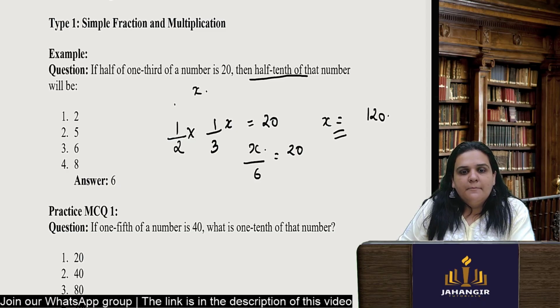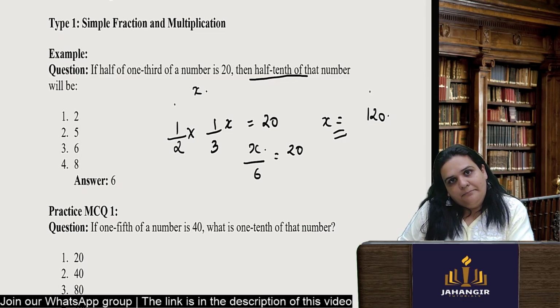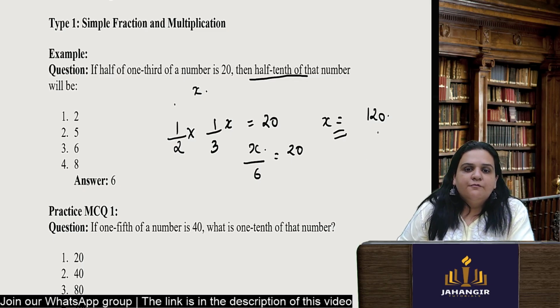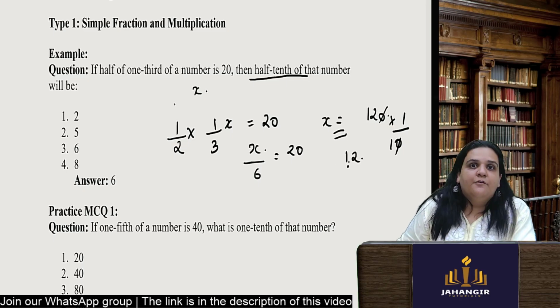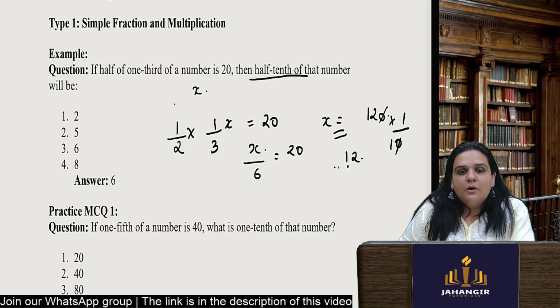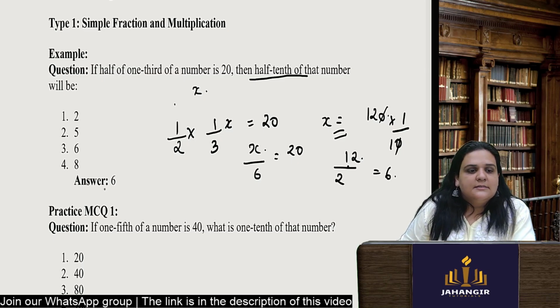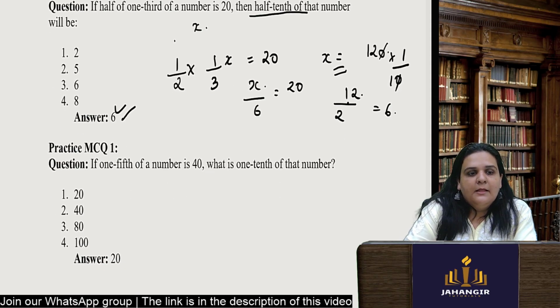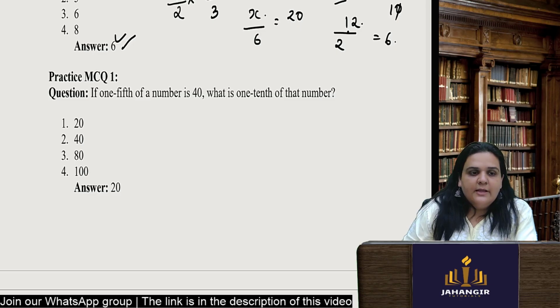So I got the number. Now they are asking me half tenth of that number. Okay. So first, if I say tenth means 1 upon 10, that is 12. For that also they are asking me half of this. So half of this will be what? 6. Answer is 6. They are asking me half tenth, okay, half tenth of that number. Now see, similar. One more we will solve, you will get confidence.